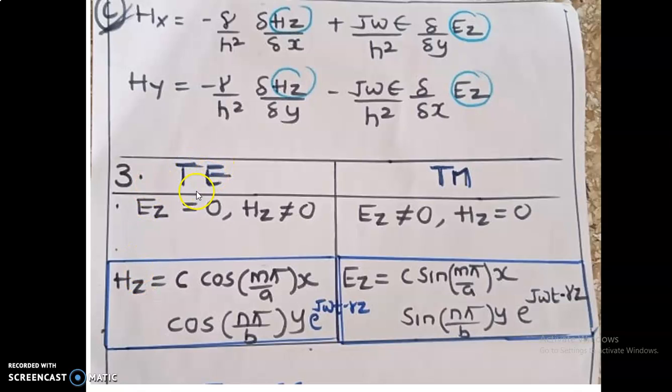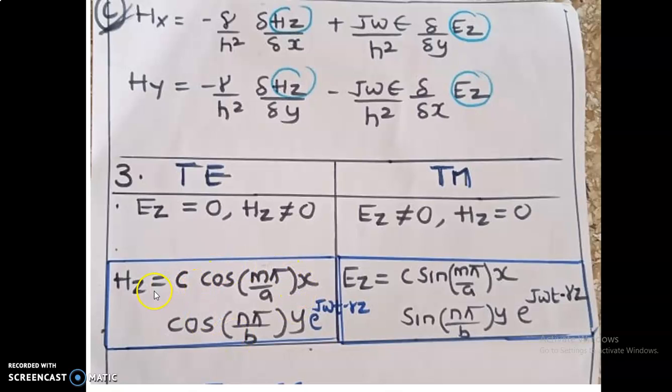As I already discussed, in the transverse electric field, the electric field is oscillating, so obviously the longitudinal component is HZ. Now I can say that I have to find HZ only here, because EZ is 0. In the similar case, I have to find EZ only, but not HZ. The reason you already know. So as I told, EZ is 0, HZ is not equal to 0, so definitely I have to find HZ.